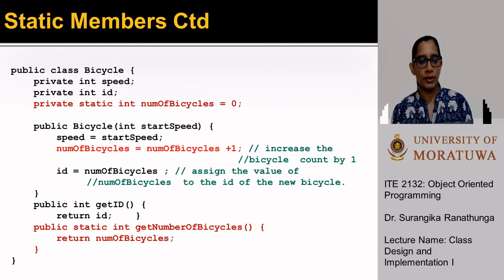Now suppose someone wants to get the number of bicycles. To return this number of bicycles attribute, we need to add a getter method, which we have written here as get number of bicycles. And since our number of bicycles attribute is static, our corresponding method has to be static.